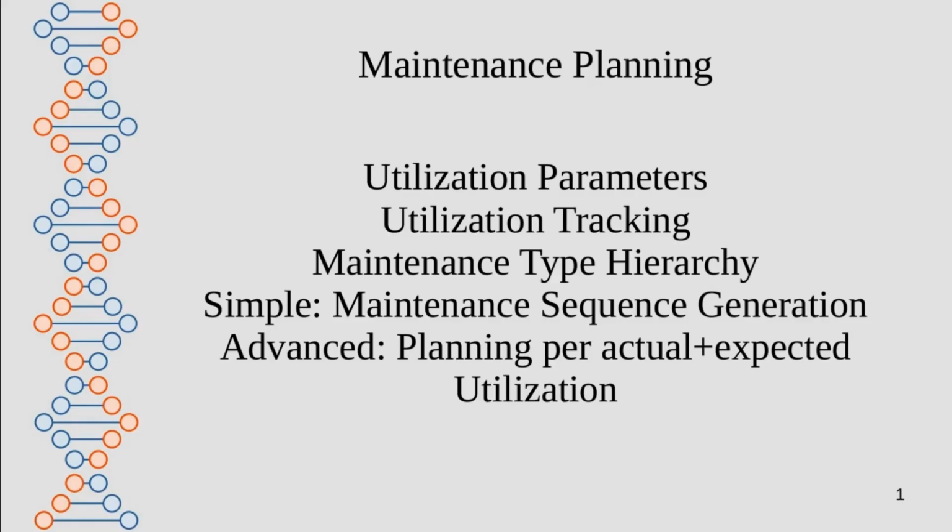For example, a C check resets the utilization measures of all the check types beneath it, like B checks, weekly checks, and so on. 4. A simple tool for maintenance planning, namely rolling out a sequence of maintenance checks across a fleet using average daily aircraft utilization. 5. Insertion of maintenance checks based on actual utilization measures derived from completed flights and future assigned flights.